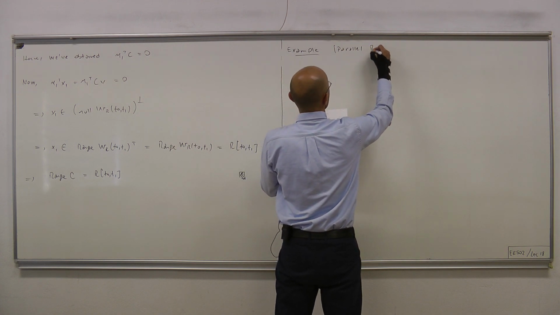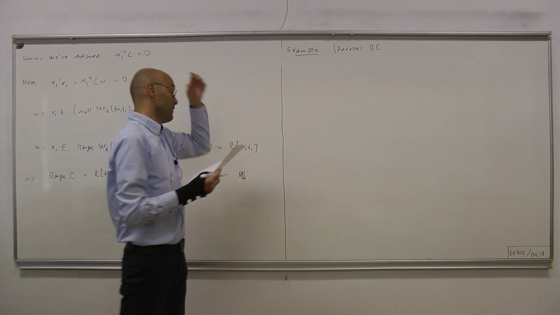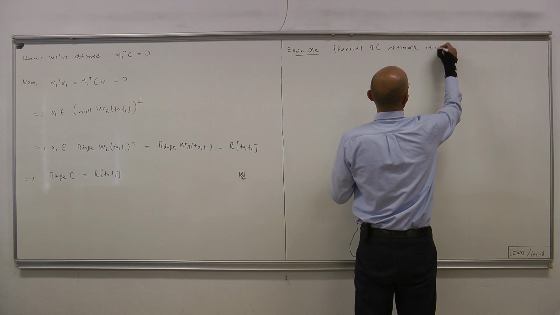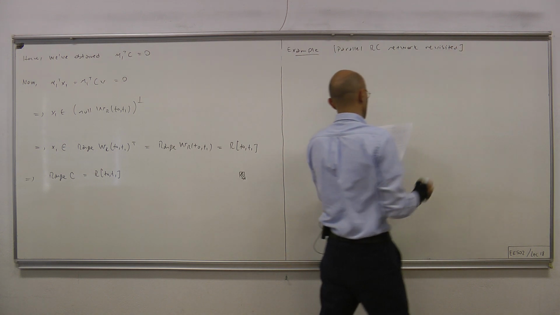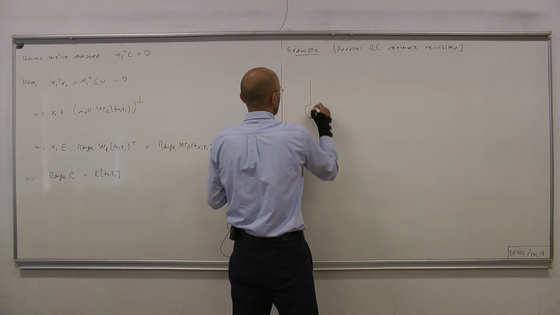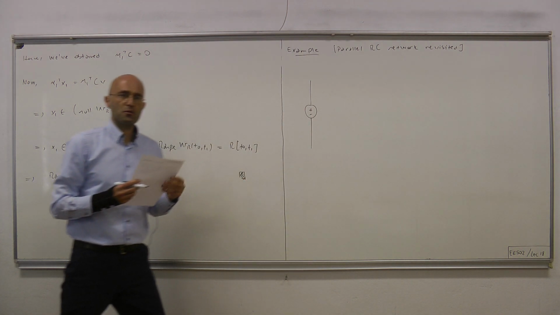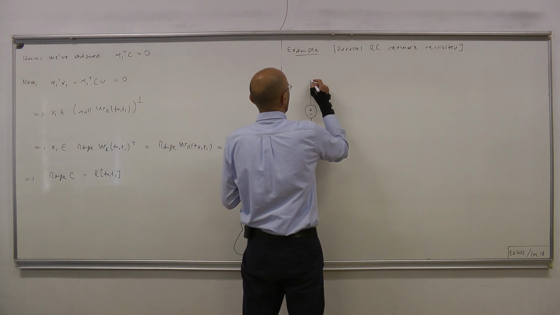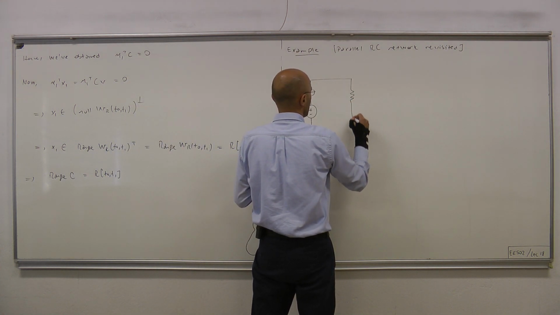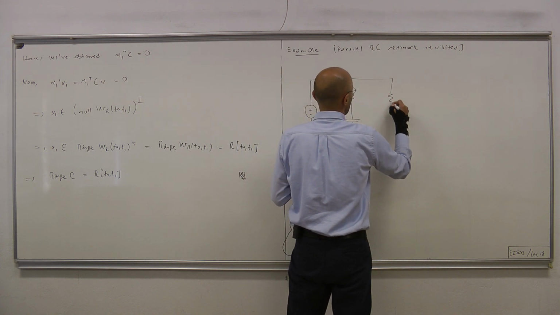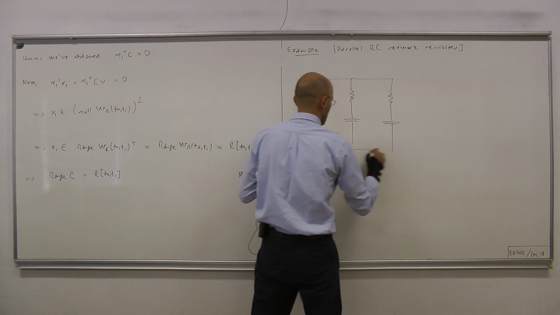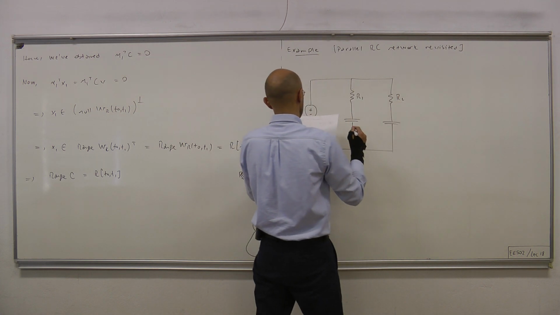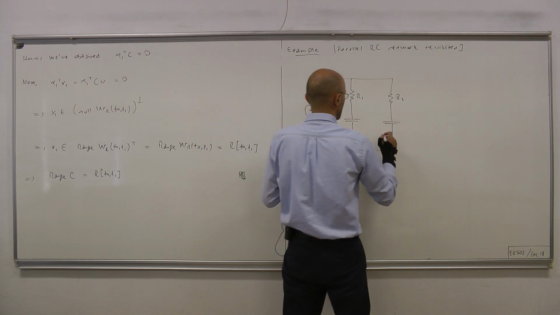So we revisit the parallel RC network. Network revisited. This was our circuit. We have a voltage source, which is our input, that's driving two RC loads that are in parallel. R1, R2, C1, C2.